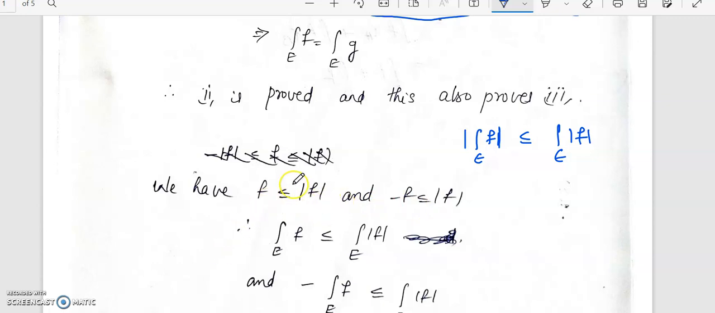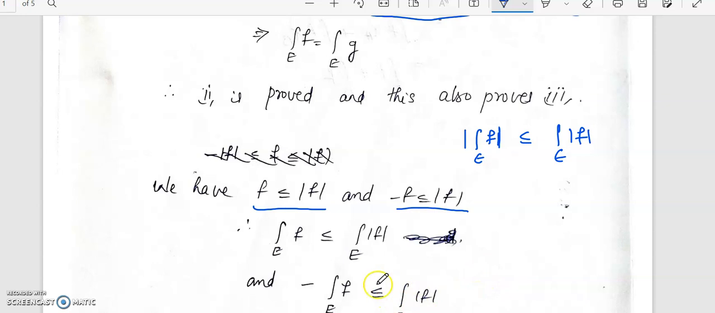Now from the first inequality, if you have f less than or equal to g, then integral f will be less than or equal to integral g. The same result applies for the second one also. So from the first inequality we will get integral over E f will be less than or equal to integral over E mod f. Then the second one gives minus integral over E f less than or equal to integral over E mod f.